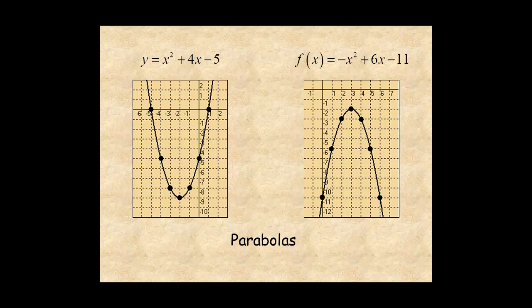The graph on the left opens up, and the lowest point on the graph is the vertex. The graph on the right opens down, and the highest point on the graph is the vertex. Next, whether the graph opens up or down depends upon the sign of the leading term, the quadratic term. On the left, the leading term is positive, so it makes sense that the values of the function would increase and the graph curves upward. On the right, the leading term is negative, so it makes sense that the values for the function would decrease and the graph curves downward.